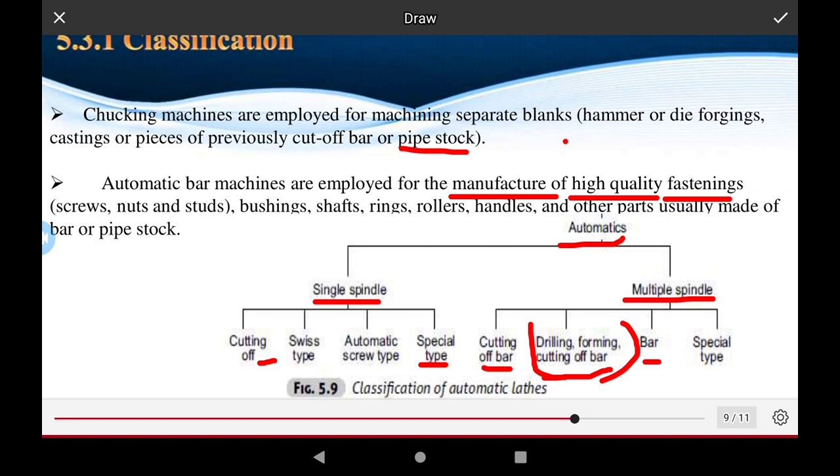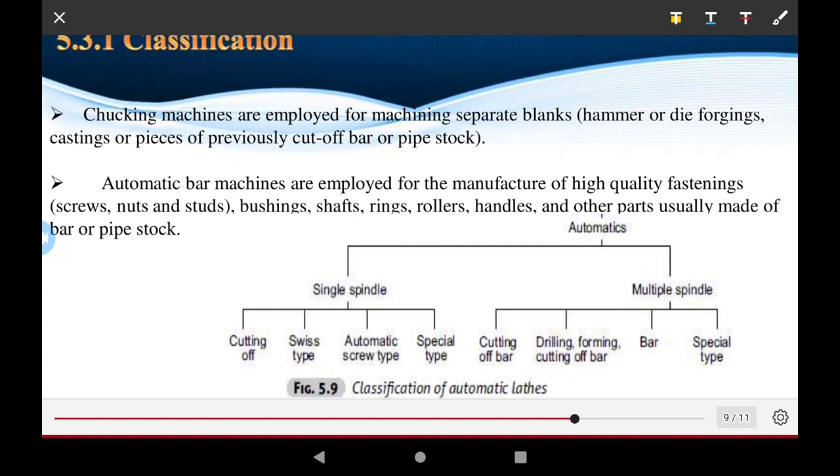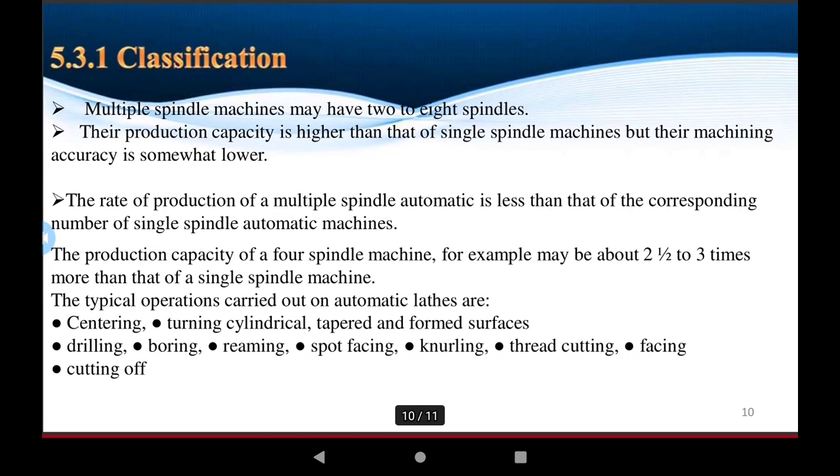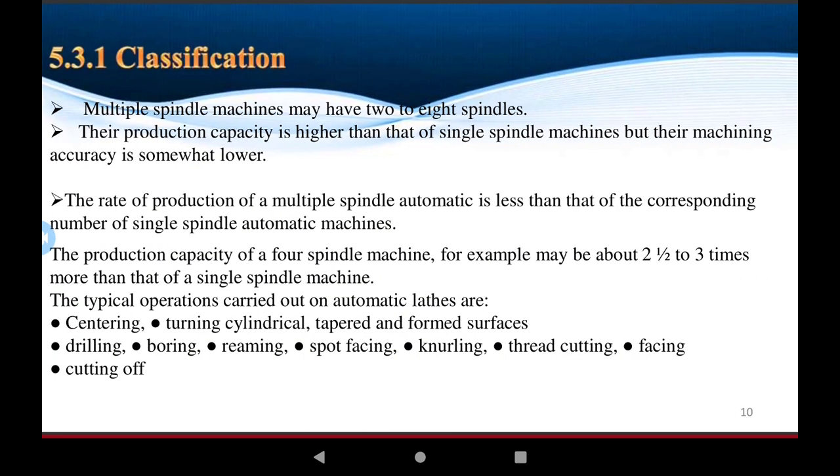Okay, and special types of machines. These machines are also used to perform manufacturing operations on special components. Okay, and this is the classification of the automatic lathe machines, presented in detail. Okay, and the classification also applies to the machines.